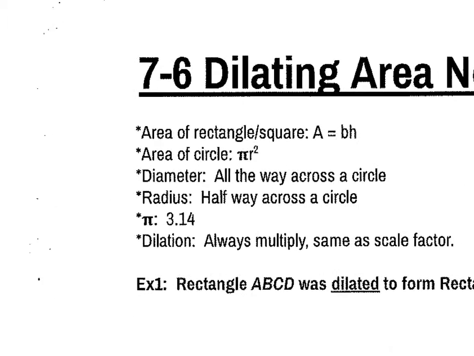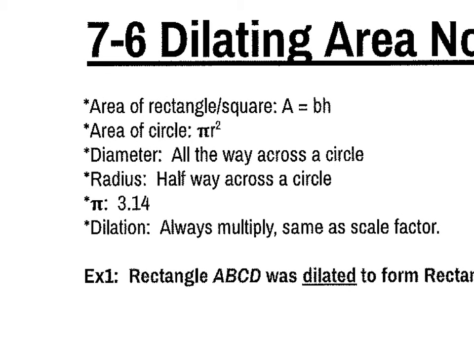Up at the very top, they give you a couple definitions that are good to have in your head. Area of a rectangle is just base times height. Area of a circle, pi r squared. Diameter, you got to know the difference between diameter and radius. Diameter is going to be all the way across a circle, and then your radius is just going to be halfway across a circle. Pi is 3.14. It's very rounded, but I would definitely stick with the round.